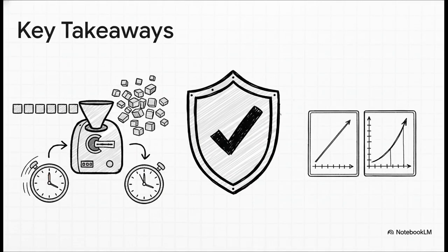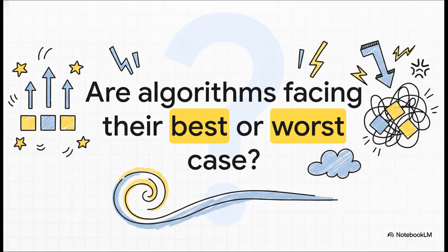So what's the big takeaway from this whole trial? Well, first, an algorithm's performance is not one size fits all. It hugely depends on the data you feed it. Second, that worst-case analysis, it gives us a crucial performance guarantee that we can count on when things get tough. And maybe most importantly, you don't need to be a math whiz to get this. You just need to understand the shape of the growth, the difference between a gentle slope and a steep, steep cliff. And that's our verdict on insertion sort.